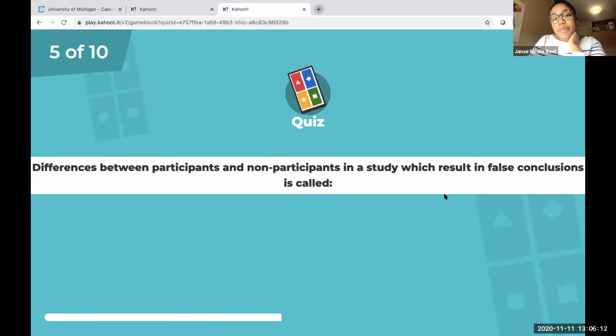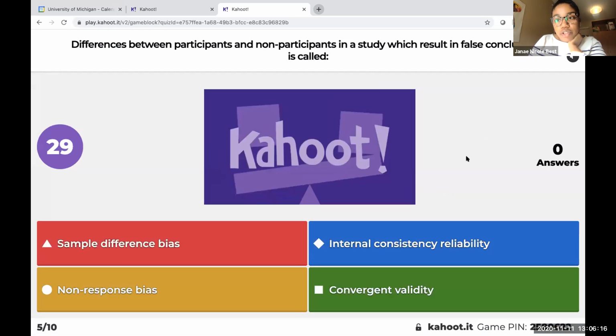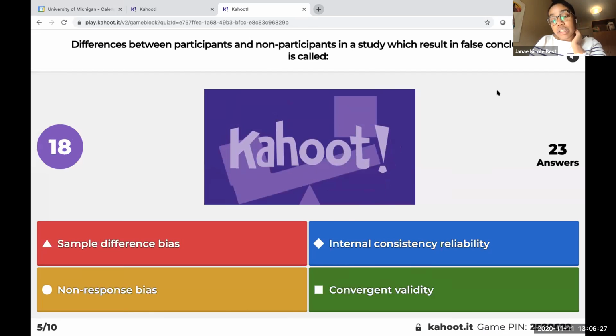Differences between participants and non-participants in a study which result in false conclusions is called sample difference bias, internal consistency reliability, non-response bias, convergent validity.